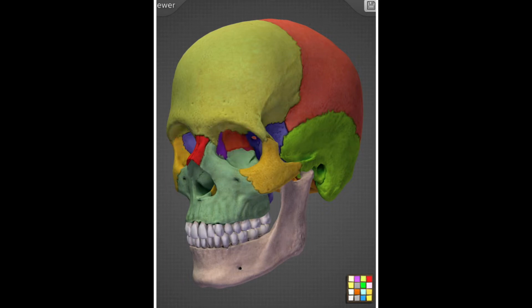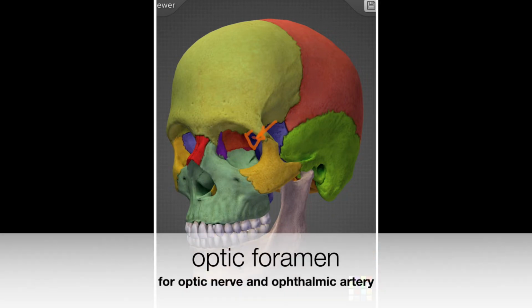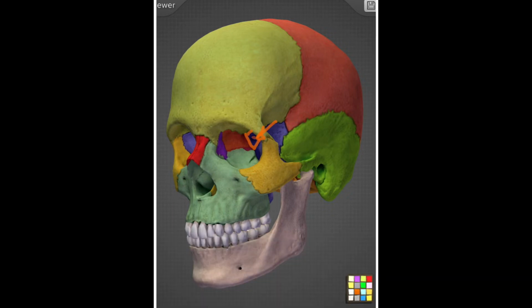And we can also see here another feature of the lesser wing of the sphenoid bone, which is the optic foramen. So this hole, which we can just see here, is the passageway for the optic nerve and the ophthalmic artery from the cranial cavity into the orbit. And we can also see here some of the different parts of the temporal bone.